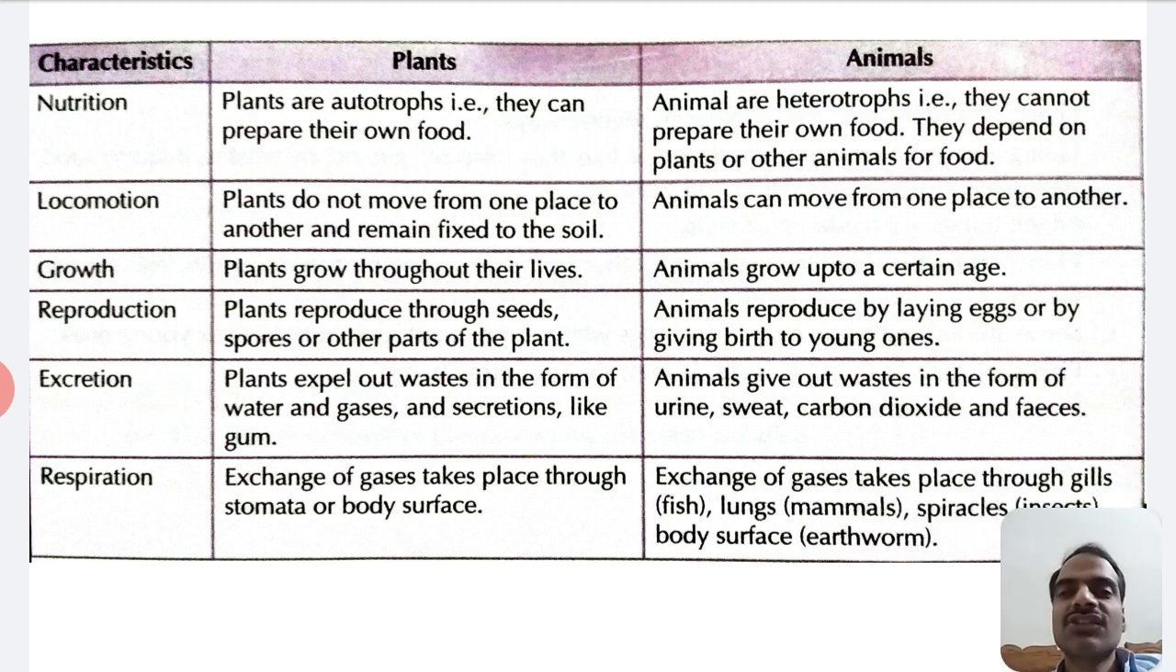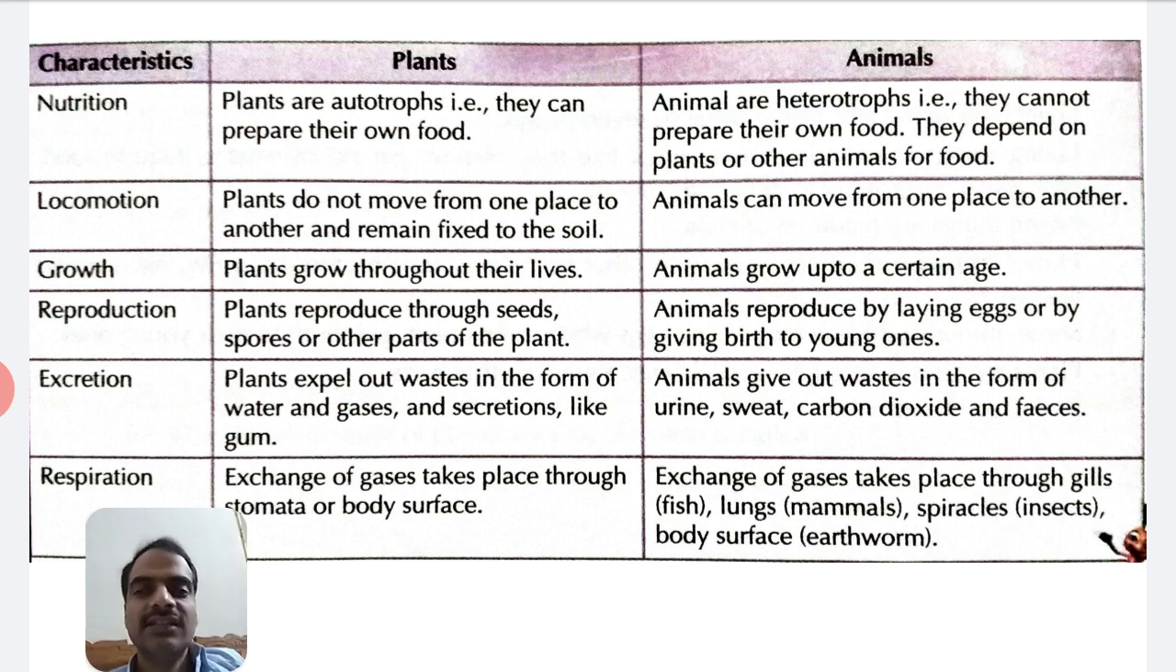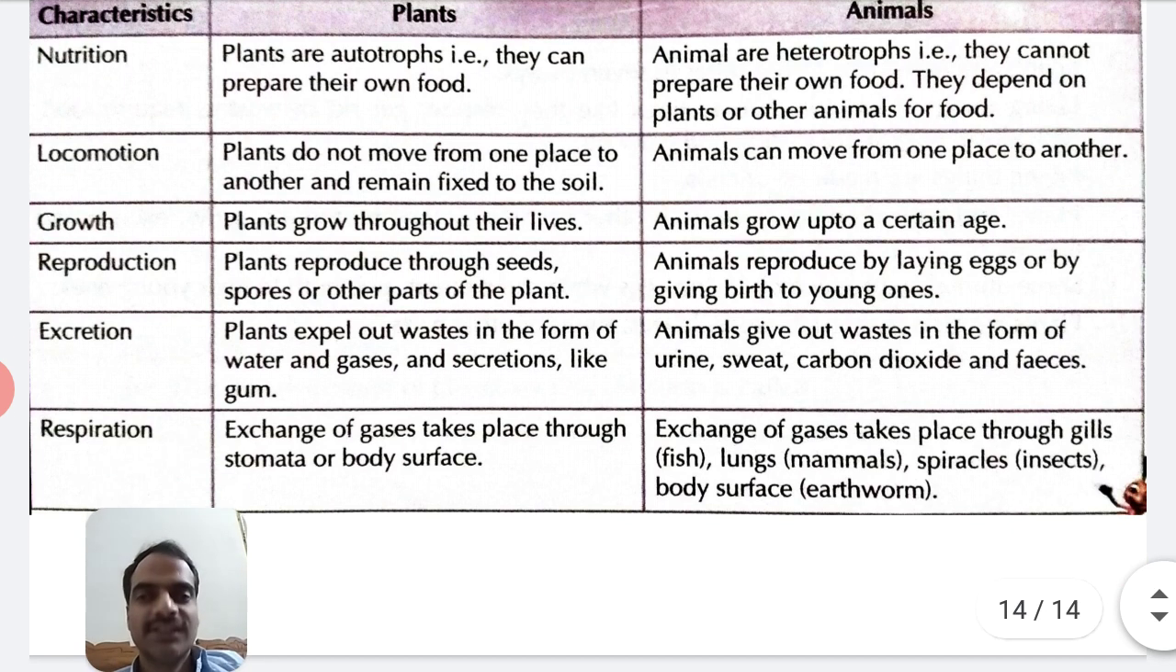The next characteristic is growth. Do plants grow? Yes, plants grow. They grow throughout their life. Whereas animals grow only up to a certain age. After that age, they stop growing.